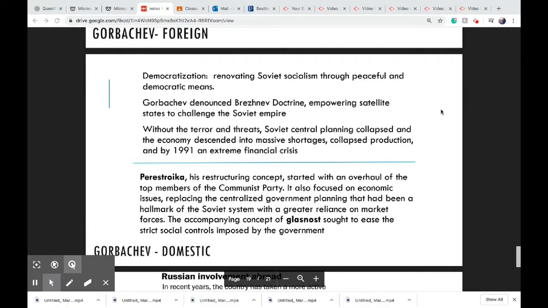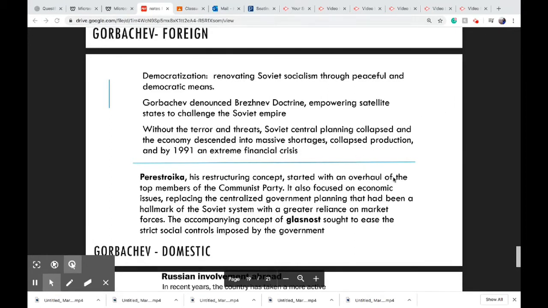So there was an extreme financial crisis that Russia faced in 1991 as a result of the dissolution of the USSR, but he was recognized with a Nobel Peace Prize for his efforts, and eventually Russia restabilized, its economy restabilized, and it's again one of the most powerful nations in the world, which we'll see in just a moment.